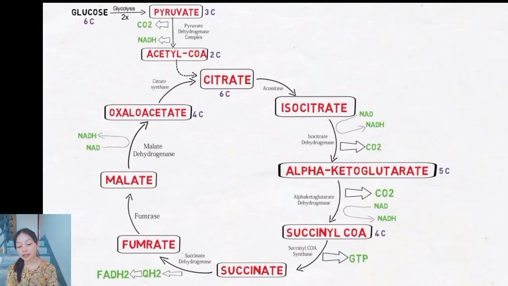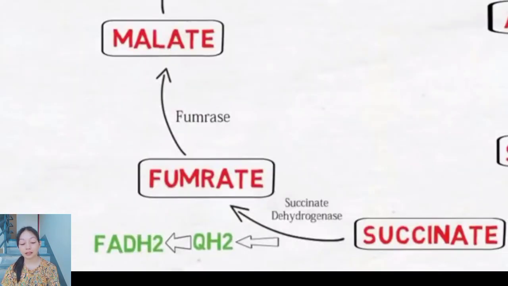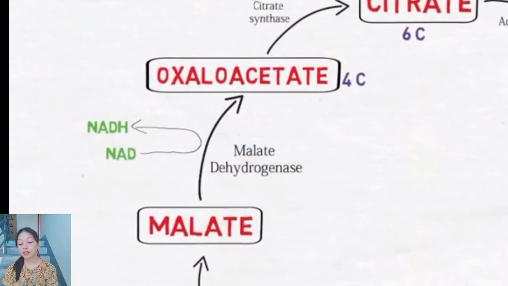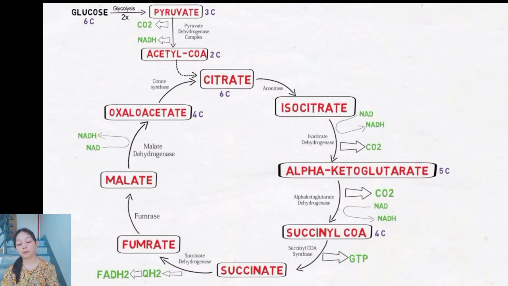Next, succinate is converted into fumarate by the enzyme succinate dehydrogenase. In this reaction, a molecule of QH2 is generated, which is used for the production of FADH2. Fumarate is then converted into malate by the enzyme fumarase, and for the last step, the malate is converted into oxaloacetate by the enzyme malate dehydrogenase. In this reaction also, NAD is reduced to NADH.